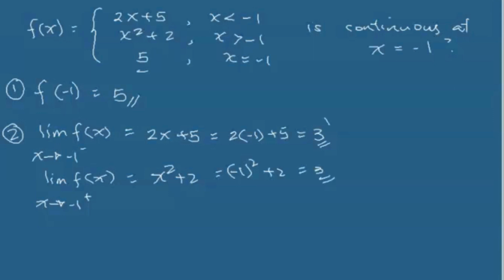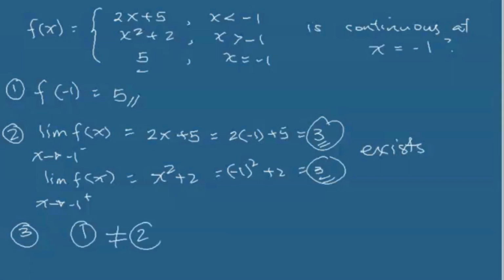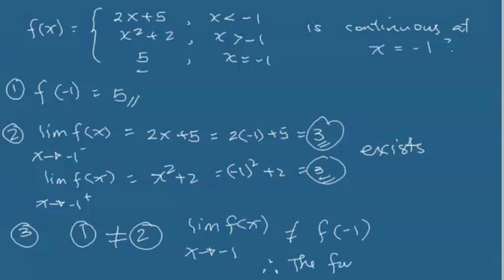So as you can see, the limit exists, right? But for condition 3, our condition 1 is not equal to condition 2. It means the limit of f of x as x approaches negative 1 is not equal to f of negative 1. Therefore, the function is not continuous. Okay? The limit exists, but the function is not continuous. The function is discontinuous.